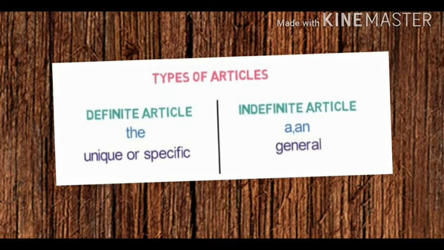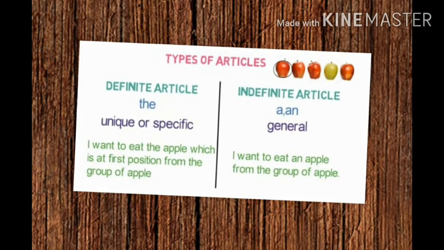So the definite article, for example, is the, and it can be unique or specific. On the other hand, indefinite articles are a and an, and they are general in nature. Now let's see how do we use these definite articles and indefinite articles. Now the definite article the, as I said, is unique or specific. So for example, if I say I want to eat the apple which is at first position from the group of apples, so here I am talking about a particular or specific apple.